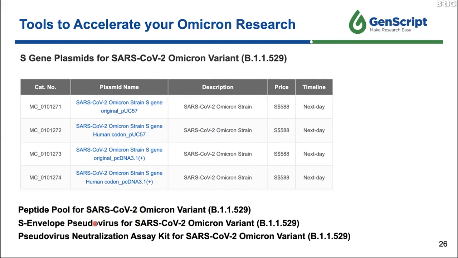And we also provide the pseudovirus for the Omicron variant, either as the pseudovirus itself, or provided as a pseudovirus neutralization assay kit. These assays are also widely used for detecting neutralizing antibodies, and it works in a very similar way to what I mentioned earlier for the live virus cell-based virus neutralization test. But since it's using the pseudovirus, it can be performed in a BSL-2 setting, right?